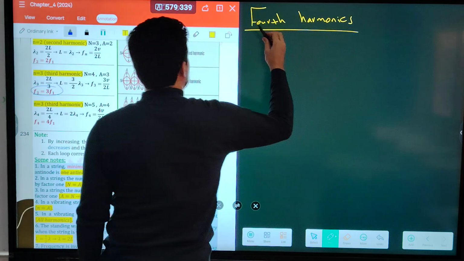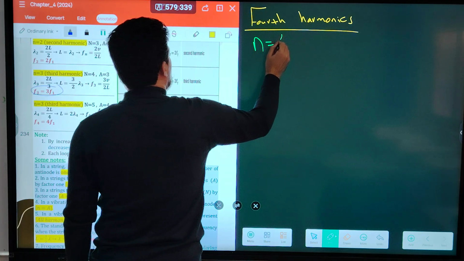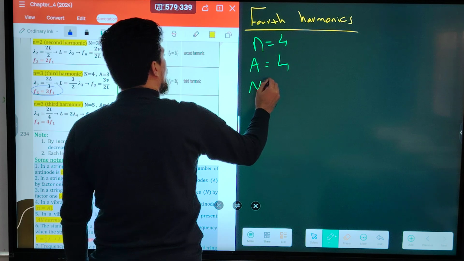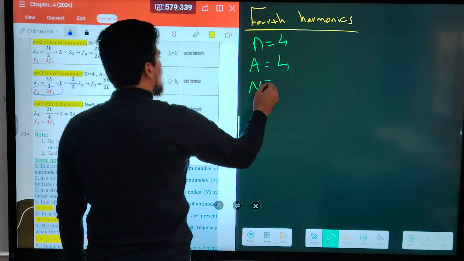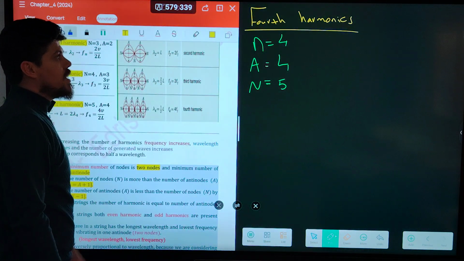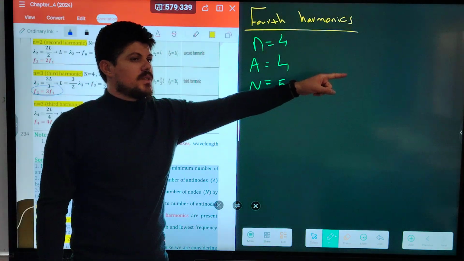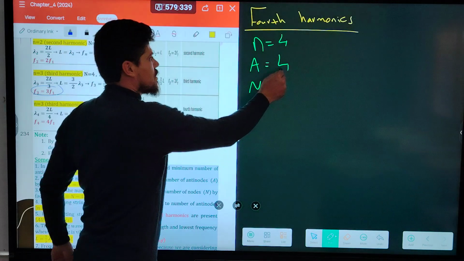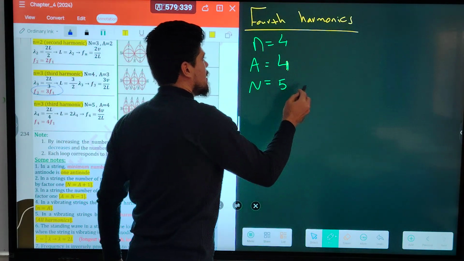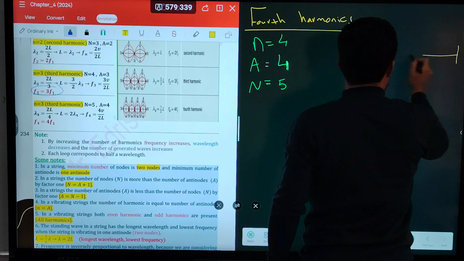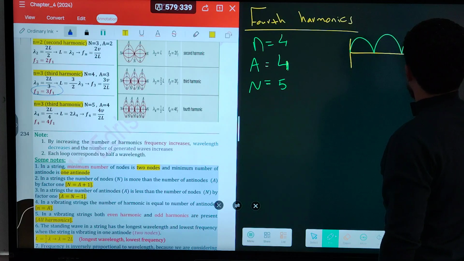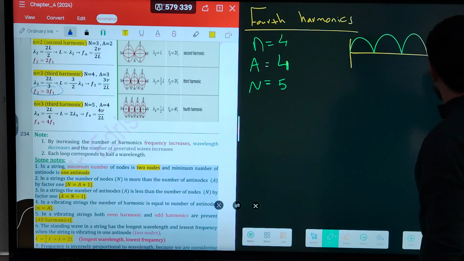In the fourth harmonic, according to its name, the number of antinodes is 4. The number of nodes in a vibrating string is bigger than the number of antinodes by a factor of 1, so 5 nodes. In the fourth harmonic of a vibrating string, how many antinodes do we have? 4. How many nodes do we have? 5. The figure will be like this. 4 antinodes, 1, 2, 3, 4.